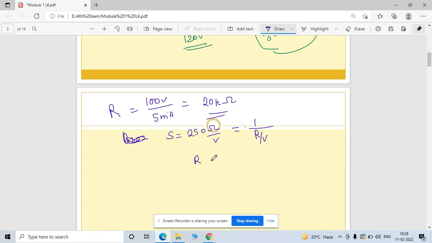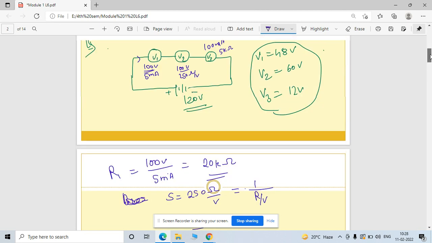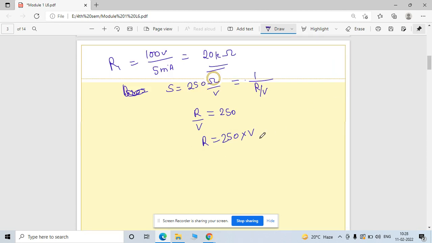So this R is equal to 250, R by V is equal to 250, right? So R is 250 into V. What is the V value? Here 100 volt is given to you, right? So 250 into 100, which is nothing but your 25 kilo ohm. So this is your R2.